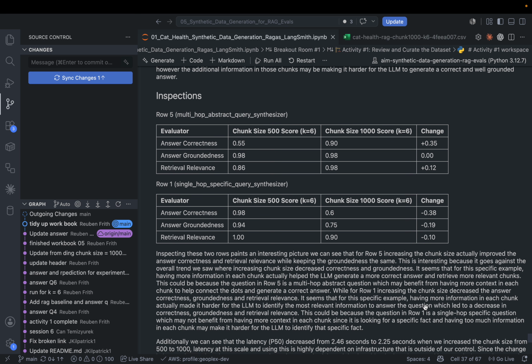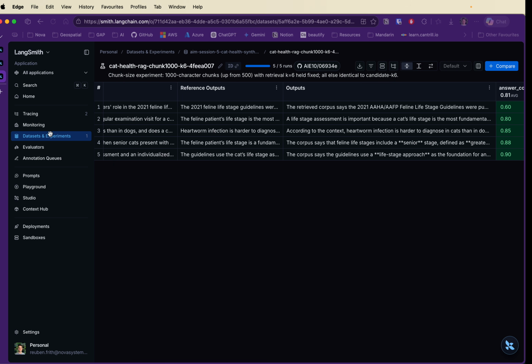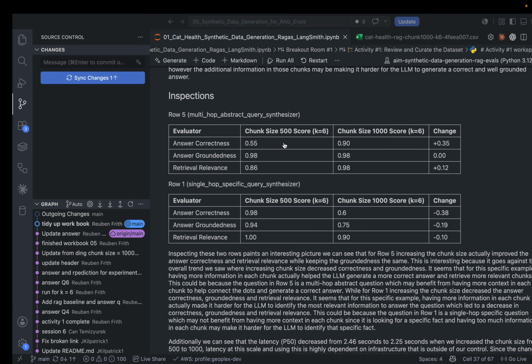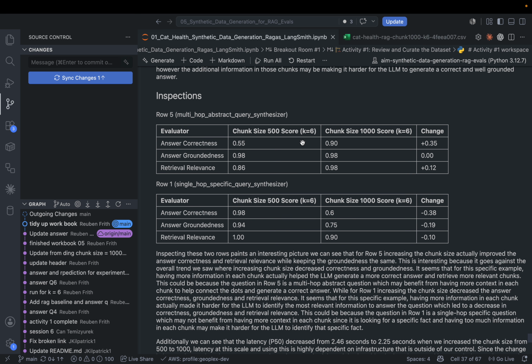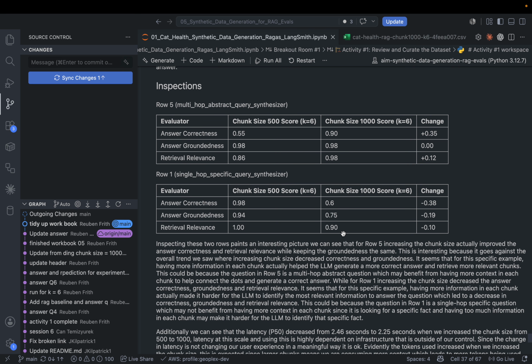Then inspecting a few of the different examples that were run in this scenario here, an interesting one to point out was that for one of the single hop specific queries where it's very straightforward, there was actually a decrease across the board in our metrics, whereas for abstract queries, multi-hop abstract queries, there was an increase in the correctness and retrieval relevance, and then the groundedness remained the same for our row 5 example.